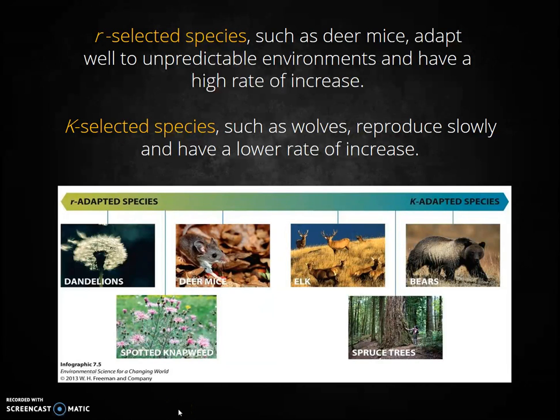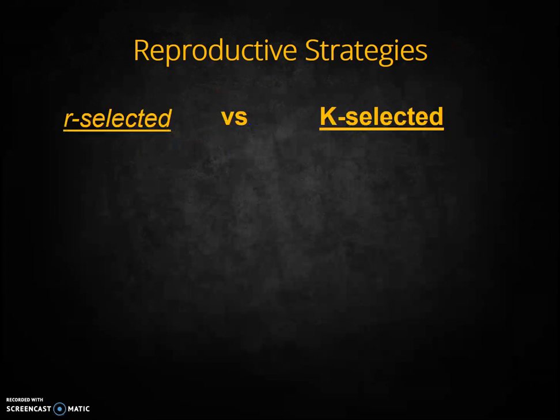The K in K-adapted species refers to the population's carrying capacity. These populations tend to reproduce slowly and have a lower rate of increase, often leveling out close to the carrying capacity. These organisms are likely less able to recover quickly after a disaster and tend to not do as well in unstable environments. Thus, they tend to do better in stable environments.